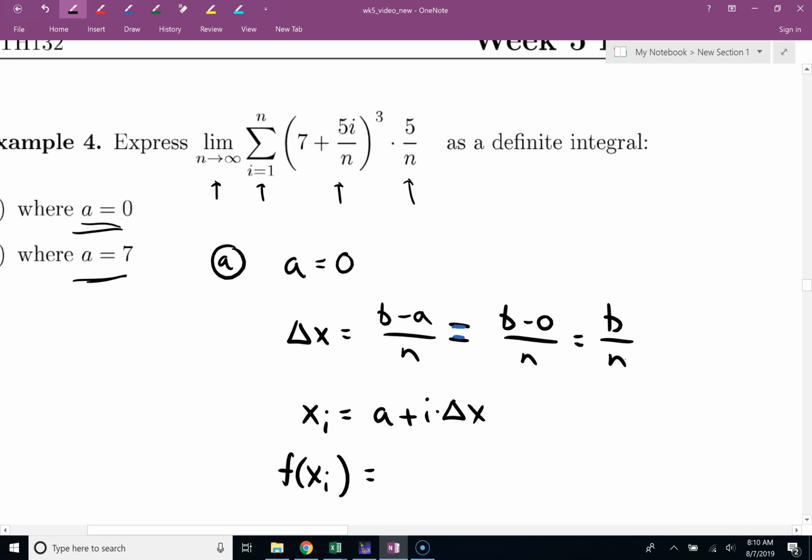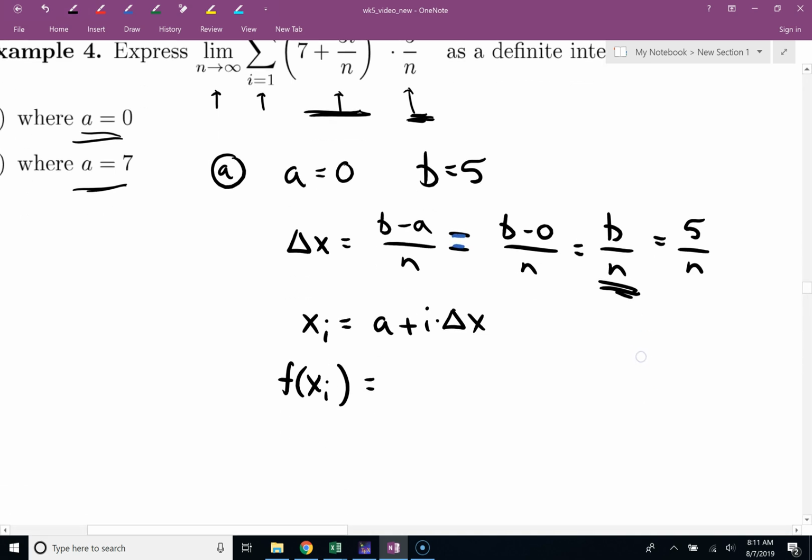So the question is, is there anything that looks like b over n up here that could be one of my widths of rectangles, right? Because it's going to be some heights times some widths, and I have these two different pieces. And so I think actually this is probably going to be my heights. And I'm thinking this right here is looking a lot like that delta x, the widths of my rectangles. So I'm going to choose b equal to 5 in this case. If b is equal to 5, then this is exactly 5 over n, and those are my widths of my rectangles. So that's looking pretty good.